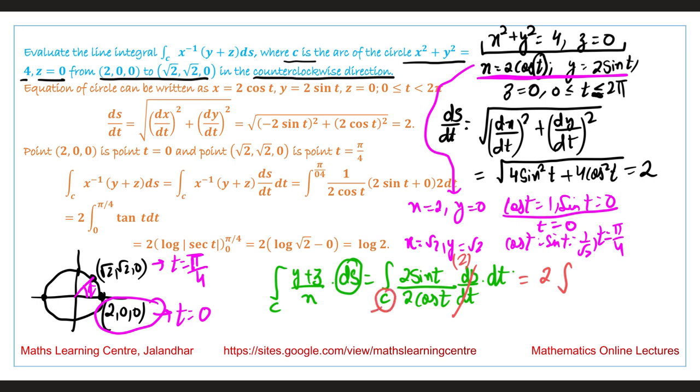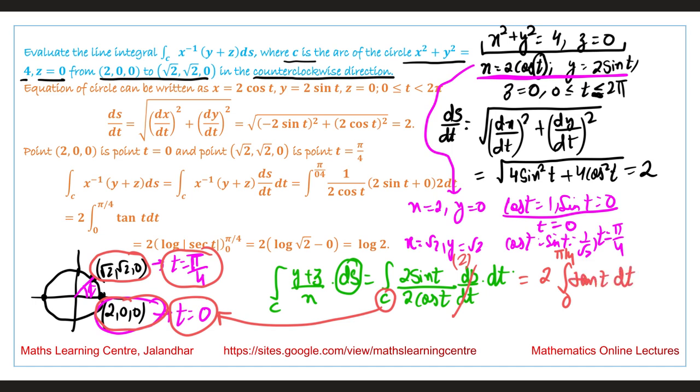Now what does this curve C represent? We are calculating the integral from point (2, 0) to (√2, √2), that is, t is varying from 0 to pi by 4. The function we have over here is tan t into dt. So the answer we get is 2 times log of secant t, with the limit 0 to pi by 4. When you substitute this limit, you will obtain the answer as log 2.